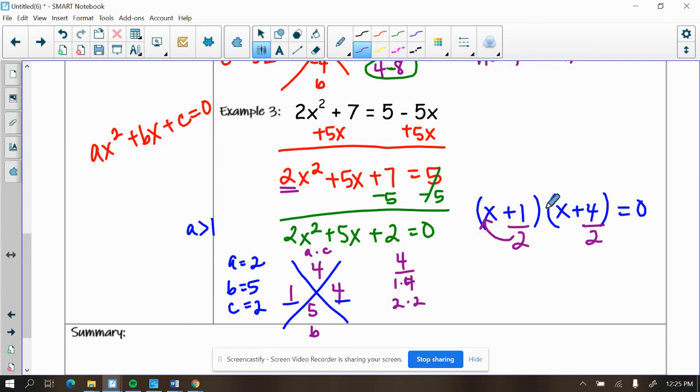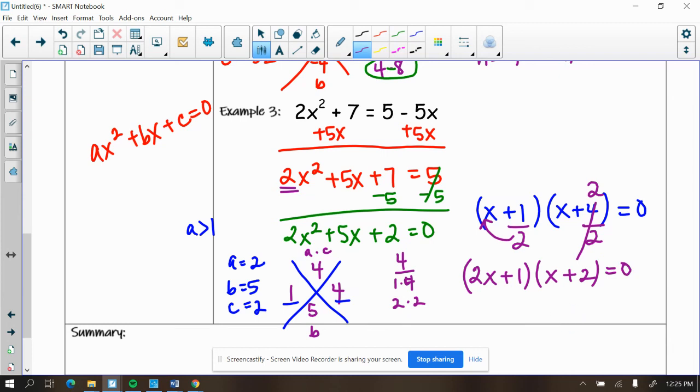Okay, we call this the slide and divide method, or divide and slide. 4 divided by 2. Can I simplify that? Yes, I can, right? 4 divided by 2 becomes 2. So there's nothing left over that I have to slide over. So now my first parenthesis is 2x plus 1. And my second one is x plus 2, since I divided that, equals 0.